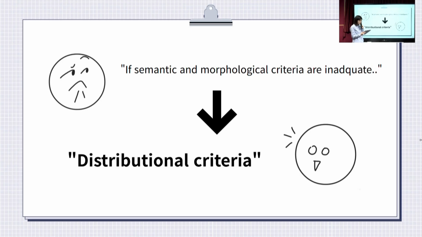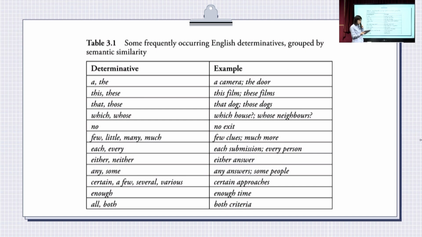Recall that when we talk about distributional criteria, we are referring to the way in which words, in this particular case nouns, behave syntactically in a sentence, that is, the patterns they typically occur in. For example, we might observe that all words we have labeled as nouns can be preceded by words such as the, a, this, that, those, or whatever. These words belong to the class of determinatives, which specify more precisely the meaning of the nouns they precede.